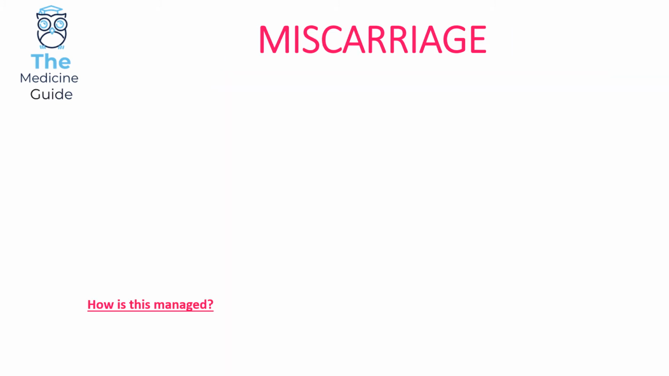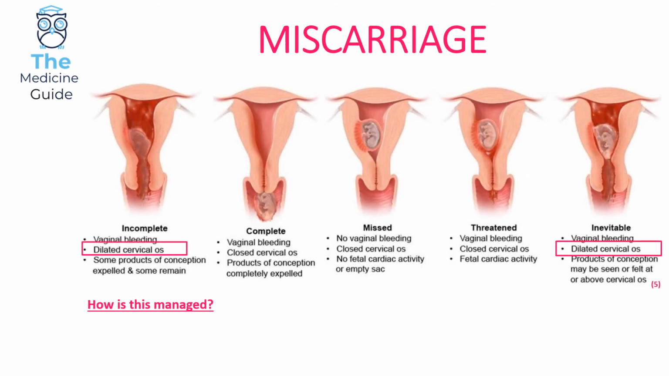So now let's focus on miscarriage. There are 5 different ways in which a miscarriage can present. There's an incomplete miscarriage, complete, missed, threatened, and inevitable. Now, the key feature that I use to help me understand what type of miscarriage might be presenting in an SBA is looking at whether or not the cervical os has been dilated.